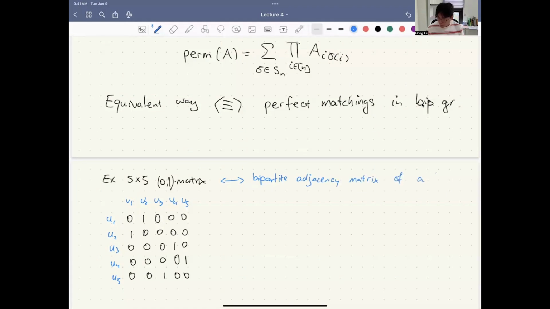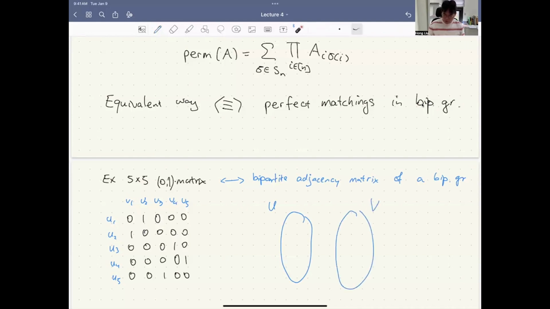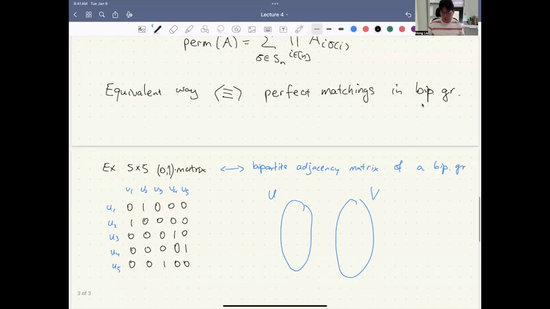of a bipartite graph. What does it mean? We have a bipartite graph with a vertex part U consisting of U1, U2 to U5, and we have another part, which is V, consisting of V1, V2, V3, V4, V5. We have an edge between Ui, Vj if you have a 1 there. And there's no edge between the corresponding Ui, Vj if it's 0 there. Okay? In this case, this matrix is nothing but a perfect matching.